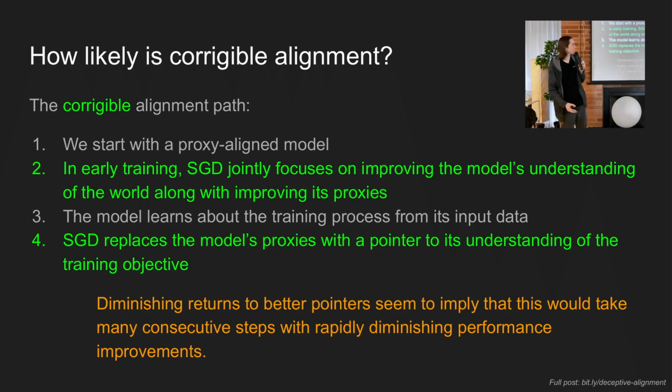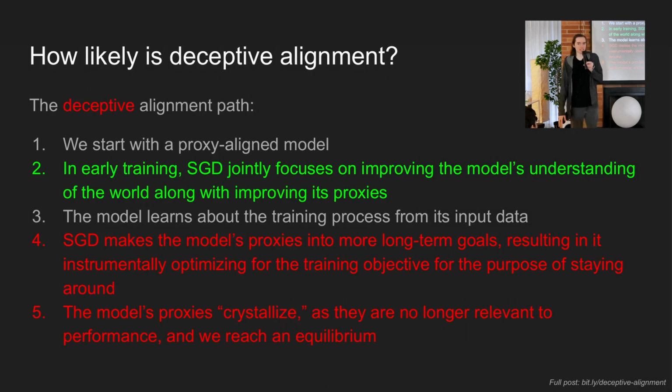Okay, so we have path number 3, which is deceptive alignment. So how likely is a deceptively aligned path? The deceptively aligned path starts out very similarly to the corrigible path. We're going to imagine that we start with a proxy aligned model, and then similarly to the corrigibly aligned case, we have the sequencing in the corrigible direction, where first we learn the understanding of the training process before we have learned the correct, perfect proxy.